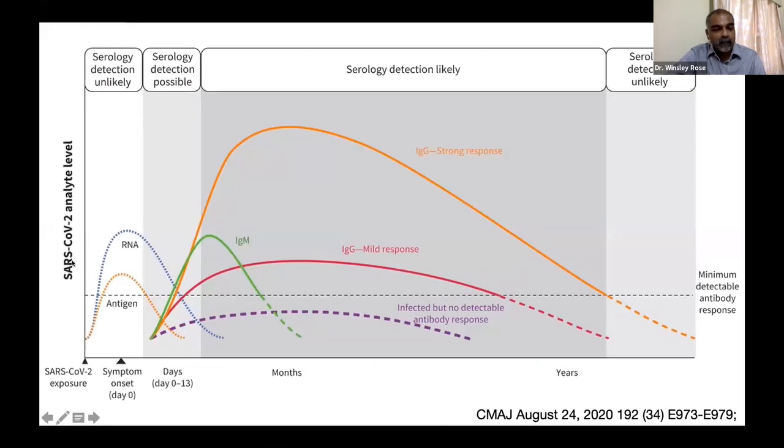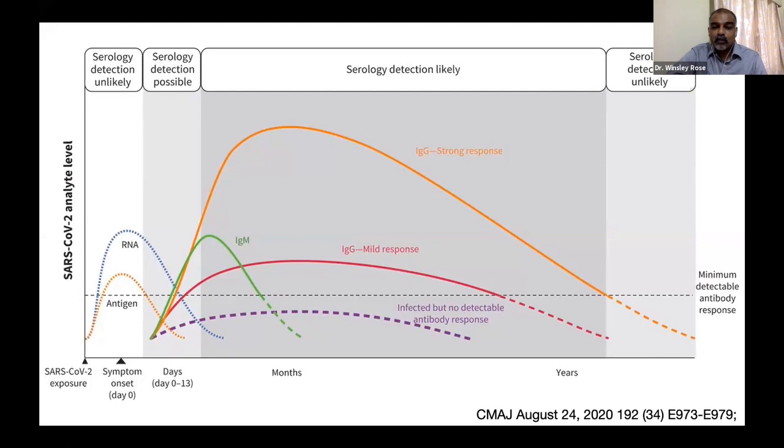Now, another important thing to remember: after SARS-CoV-2 exposure, the virus replicates and becomes transmissible even before the onset of symptoms. So here in this graph, day 0 is symptom onset, but the RNA levels are much higher. In fact, it peaks around the time symptom onset happens, which also means that transmission is highest at the time symptoms start, and it even happens before the onset of symptoms.